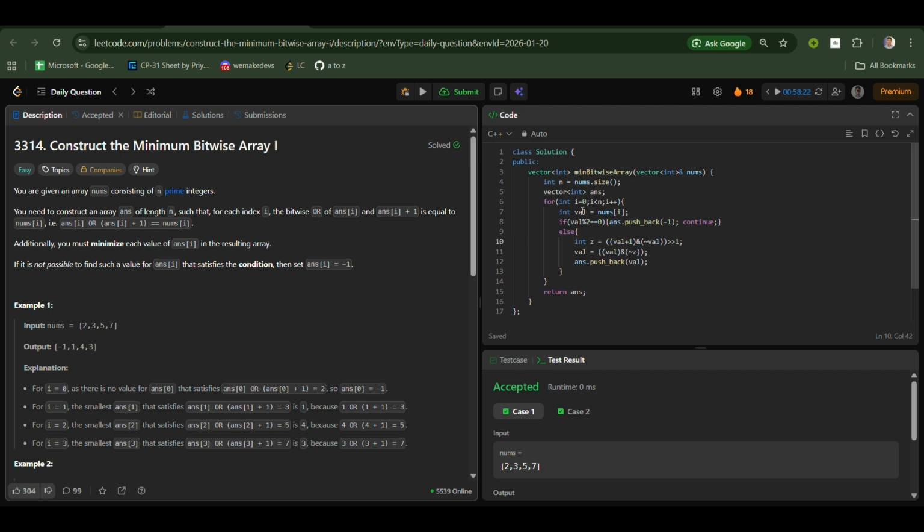The code part is pretty simple. First is value, that is nums of i, and if value percent 2 is equal to 0, that means value is even, so we will push back -1. Else, first we have defined z as value plus 1 and invert of value minus invert of value, and then we have right shifted by 1 bit. Then value is equal to value and invert of z. Invert of z means invert of this z and value. And then finally we will push back this value. This is our final answer, and it will be a great solution for everyone.